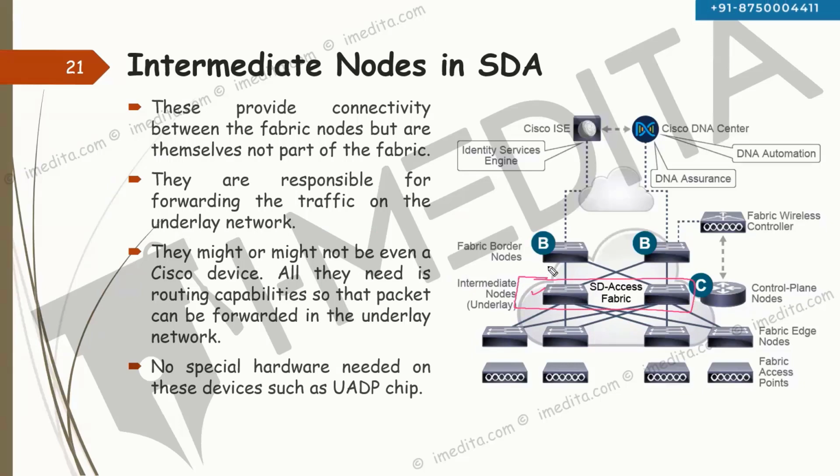Sorry, sir, just one question. We have the distribution in between the border and the edge node, but Cisco does not recommend that the distribution is in between the border and the edge. What's the purpose, sir? Because in my current company, they have a lot of distribution between border and edge, because that distribution is doing only underlay.